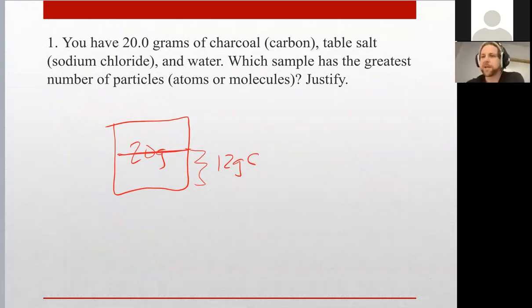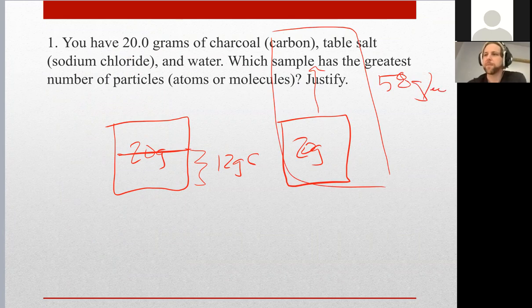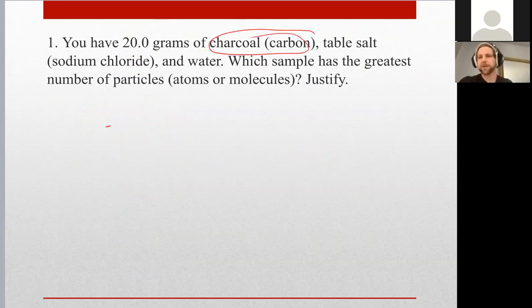But if you have that same 20 gram sample for sodium chloride, then it's going to be way up here, 58 grams per mole. So we're going to have significantly less than 1 mole of sodium chloride. So the answer to this one is going to be carbon, because the most number of particles should have the smallest molar mass when we're making a comparison like this.